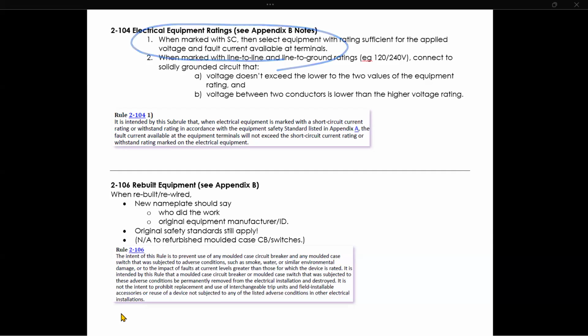That's what this says. For sub-rule 2, when you see a line to line and a line to ground rating, for example, 120/240, that is referred to as a slash rating. So the voltage does not exceed the lower of the two values of the equipment rating, and the voltage between two conductors is lower than the higher voltage rating.